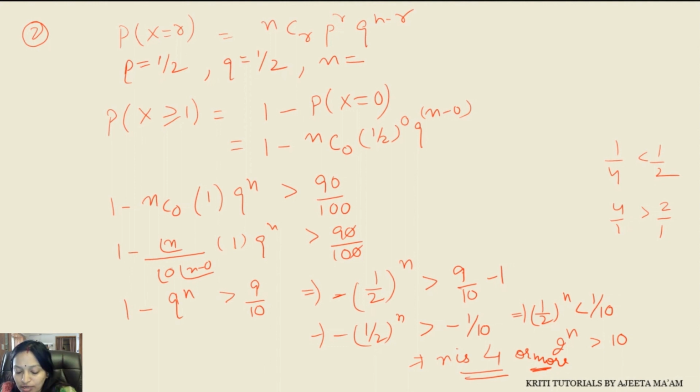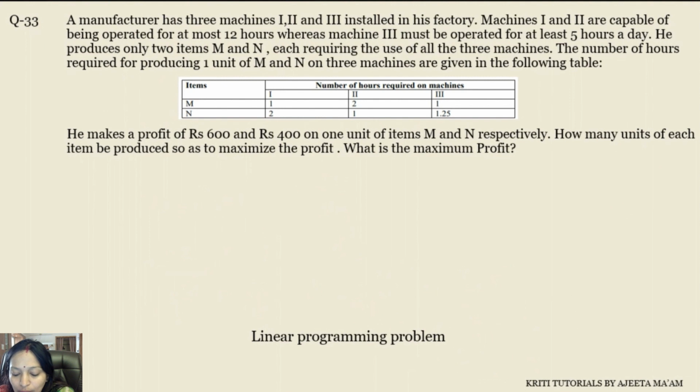Now let's move on to the next. Now, a manufacturer has 3 machines installed in his factory. So, this is a question based on LPP. Now, for LPP, we have to draw the graph also and everything. Now, we will do it in rough here, right? So, a manufacturer has 3 machines, 1, 2, 3 installed in a factory. Now, what is it? Machines 1 and 2 are being operated for at most 12 hours. Machine 3 must be operated for at least 5 hours a day.